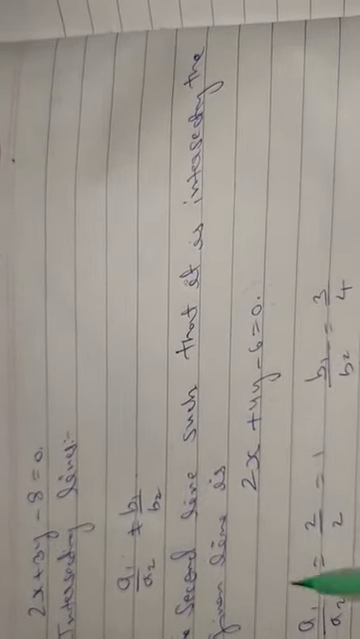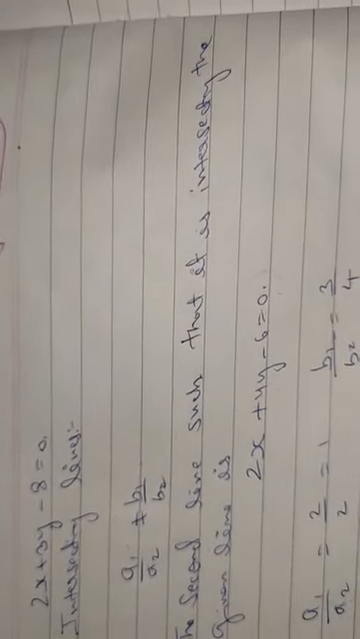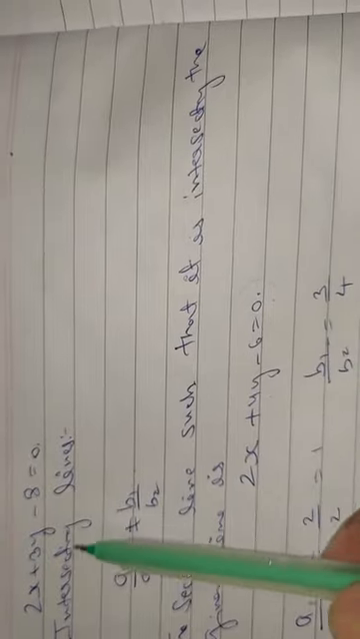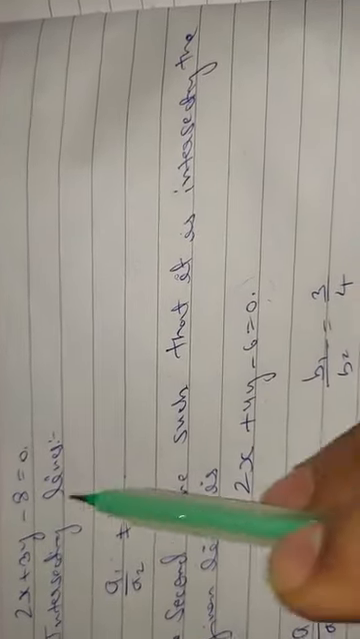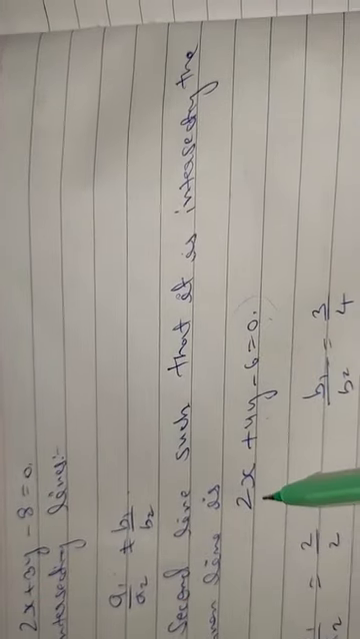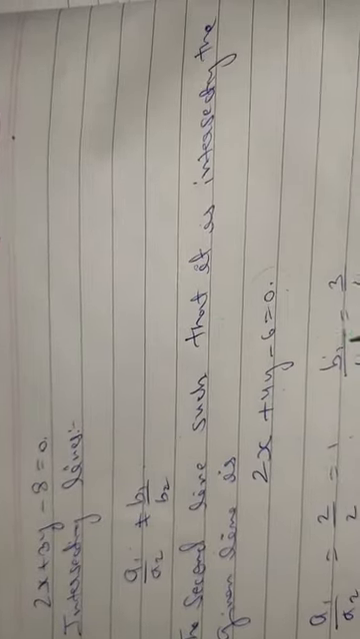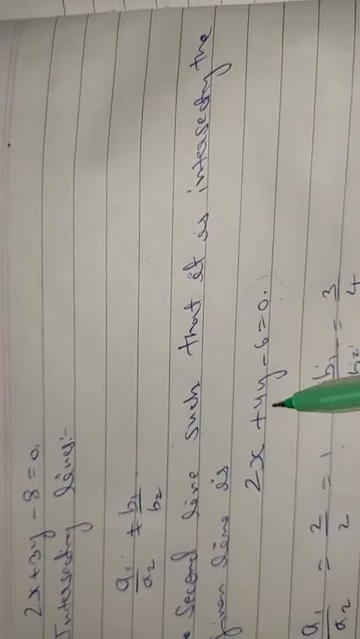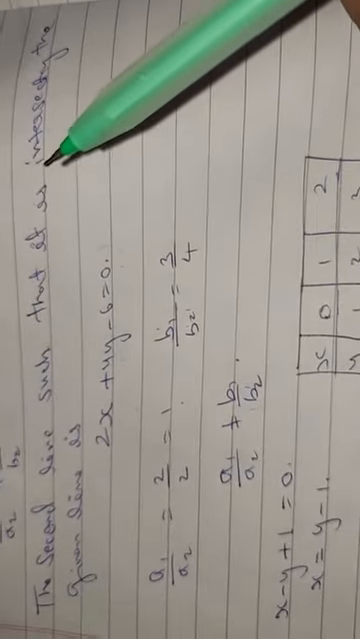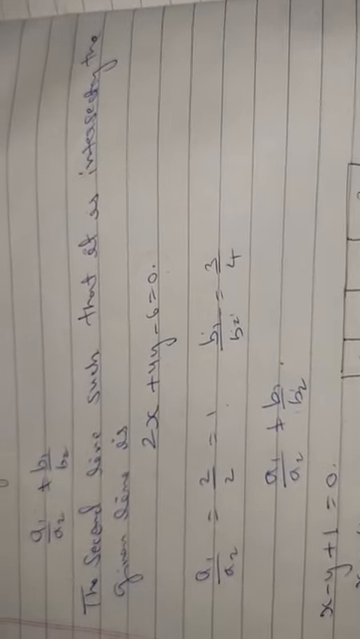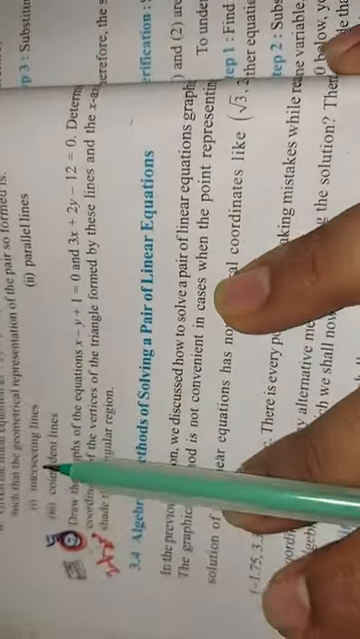Now look at that. A1 upon A2 I can find. A1 is 2, A2 is 2. So A1 upon A2 is 2 upon 2, answer is 1. Now B1 upon B2 means 3 upon 4. Now both are not equal, which means the lines are intersecting lines. In the same way, you can make any equations for parallel lines or coincident lines.